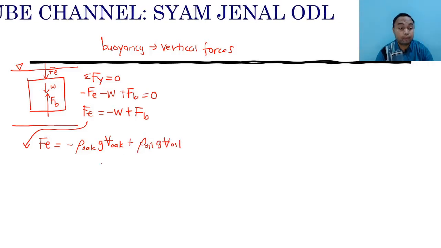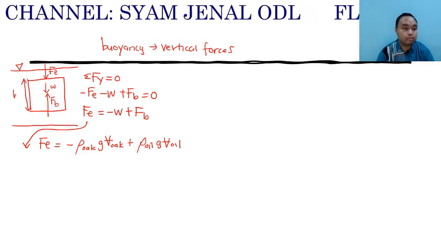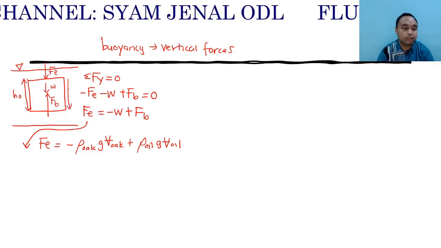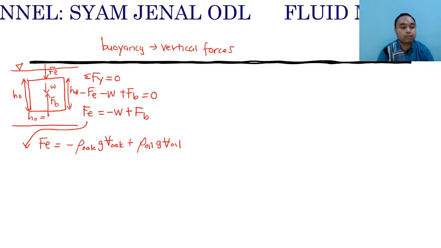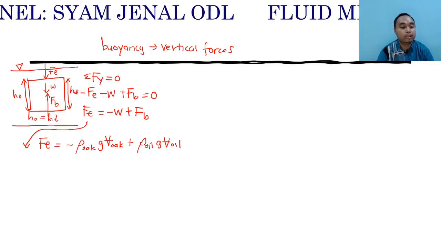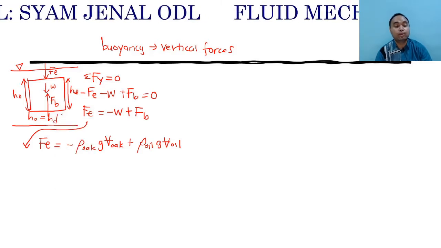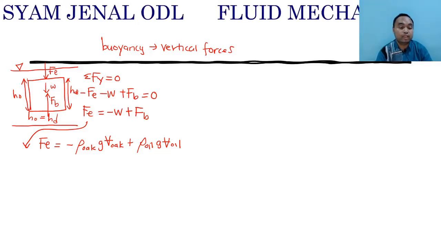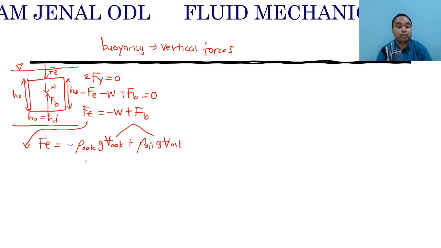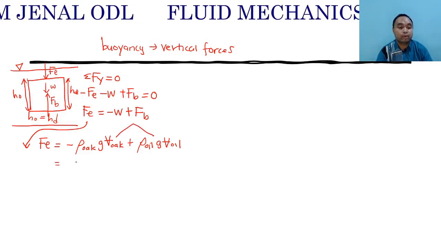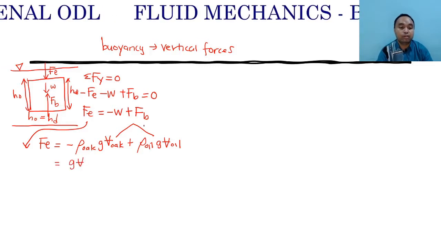You can see from the picture that the height of the object should be the same as the height of the displacement, because for this particular question the body of the object is fully submerged. So when fully submerged, the Ho should be the same as Hd. Because of that, the volume for oil and oak should be the same as well. So when we factorize it, it will become g times V, which is the same V over here.